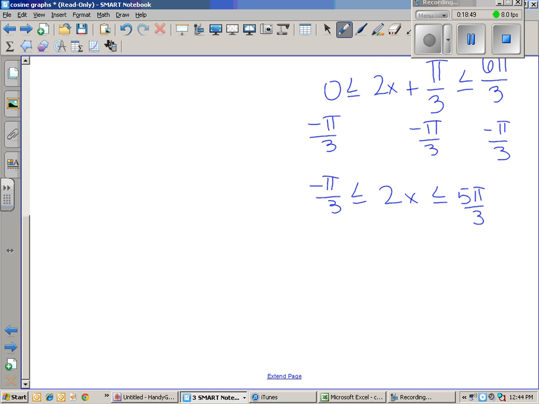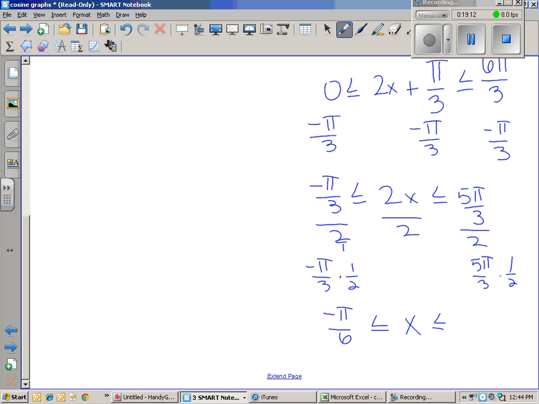Okay, and then I want to divide everything by 2. And I get negative pi over 3 times 1/2. That's how you do fractions. Flip and multiply. So I get negative pi over 6 less than or equal to x, which is less than or equal to, we want to do the same thing here, flip and multiply, 5 pi over 6. Those become my endpoints. Again, we like the cheating method, shortcuts, if you will.